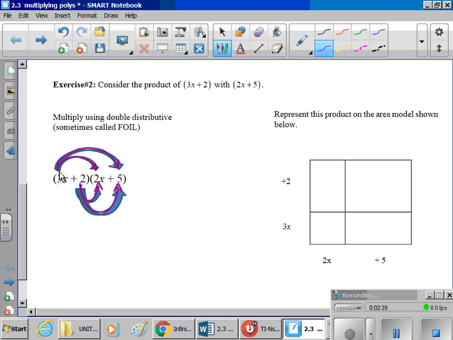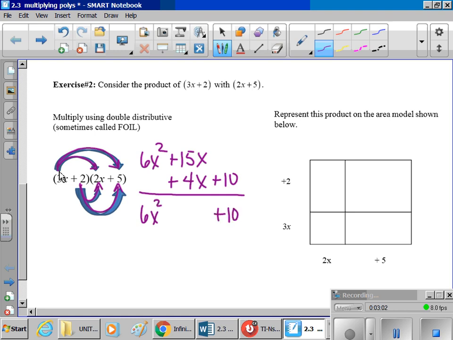So you're going to do 3x times 2x is going to be 6x squared. 3x times a positive 5 is a positive 15x. 2 times 2x, and notice how I put it underneath because they're going to be like terms. And then plus 10 off the back. So when I add these together, I'm going to get that 6x squared, that plus 10, and the 2 middle terms we combine into plus 19x. So that's double distributive.